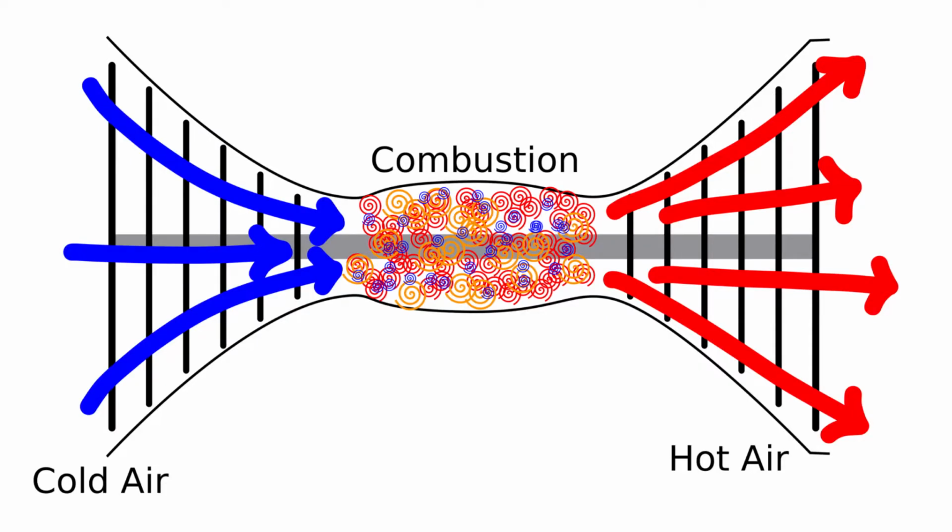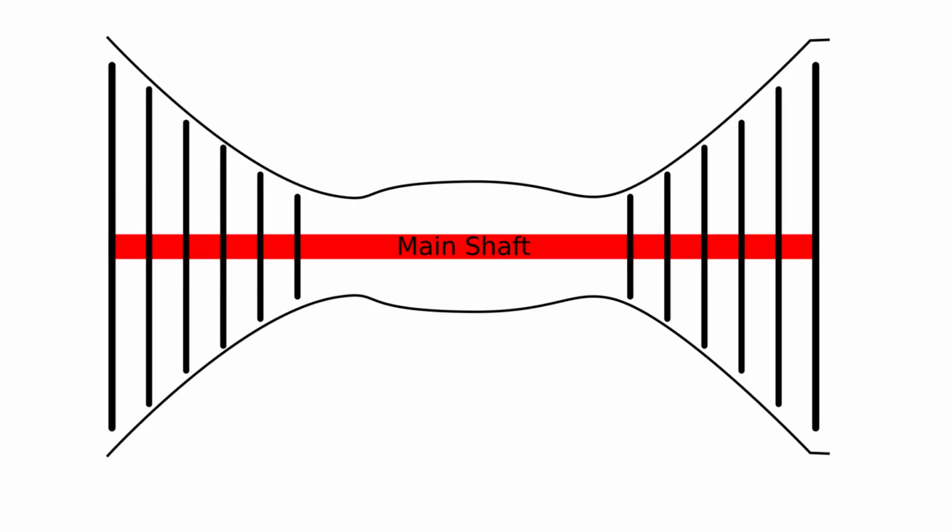The compressed air is then passed to the combustion chamber, where it's mixed with fuel and ignited, which increases the temperature and therefore the volume of air. The extra air escapes through the turbine back into the atmosphere. While the air is passing through the turbine, some of the energy in the air is siphoned off to turn the turbine.